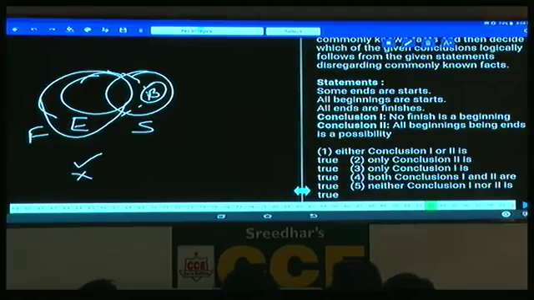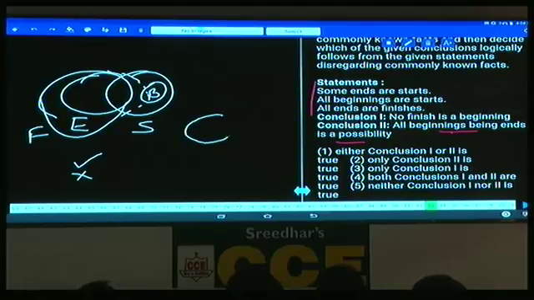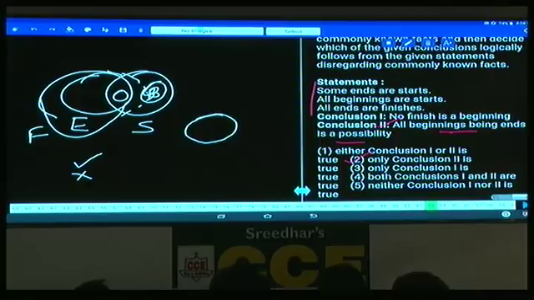Then coming to the second one, all beginnings are ends is a possibility. As all the statements are affirmative, take it as a single diagram, or else bring this beginning to this place. Hence what happened to this one? It is possible. Only conclusion 2 follows, that is choice 2.